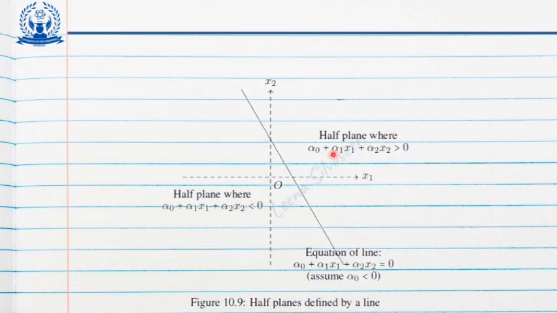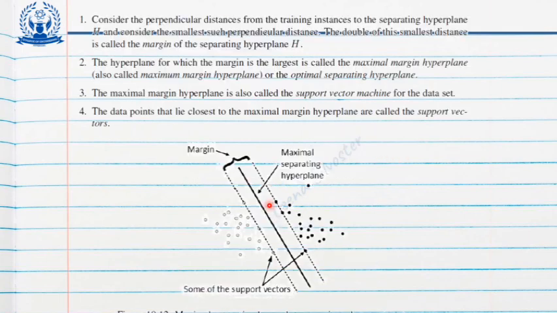Here we are having two regions: alpha 0 plus alpha 1 x1 plus alpha 2 x2 greater than 0, and this one less than 0. Consider the perpendicular distance from the training instances to the hyperplane and consider the smallest such perpendicular distance. Double the smallest distance is known as the margin. Our aim is to find the hyperplane for which the margin is the largest. That is the maximum margin hyperplane, also known as the optimal separating hyperplane. This maximum margin hyperplane is called the support vector machine. The data points that lie closest to the maximal margin hyperplane are called support vectors.